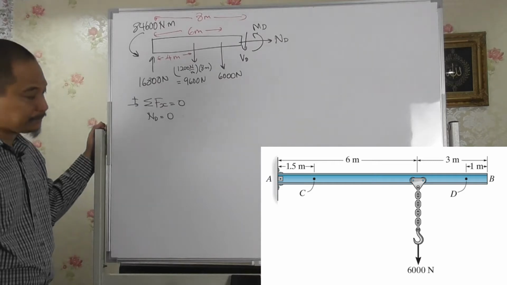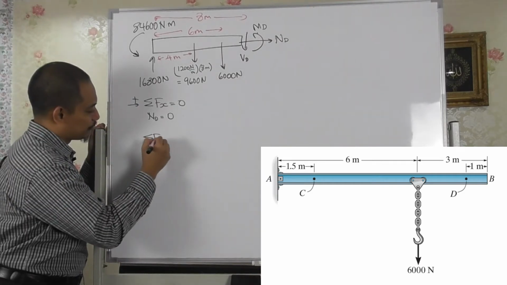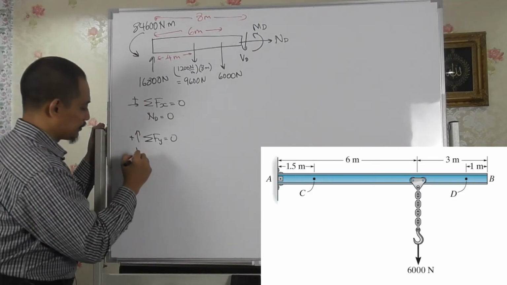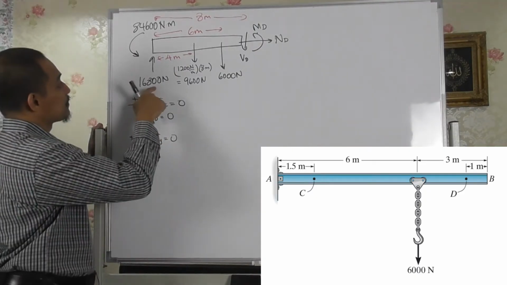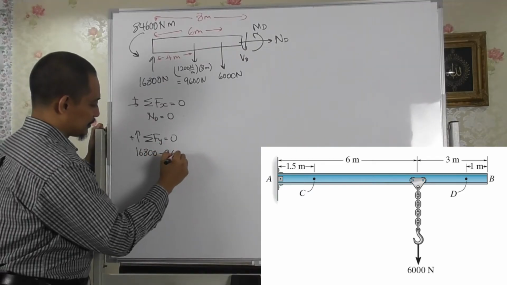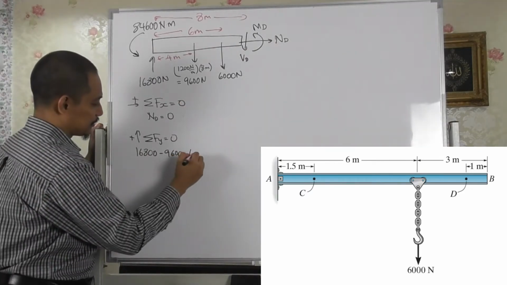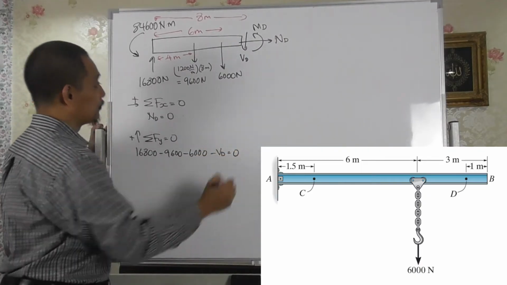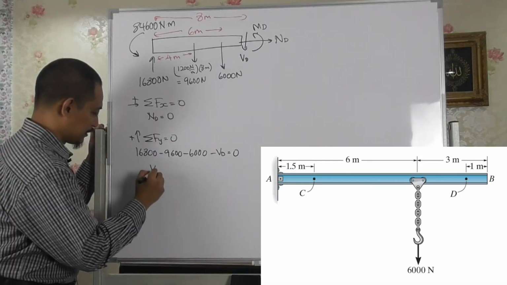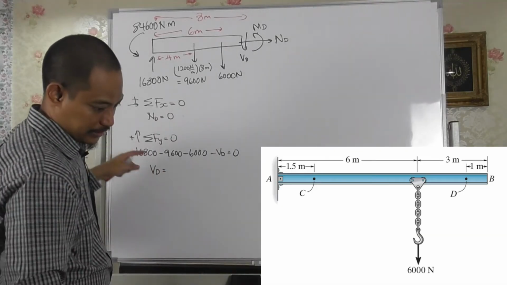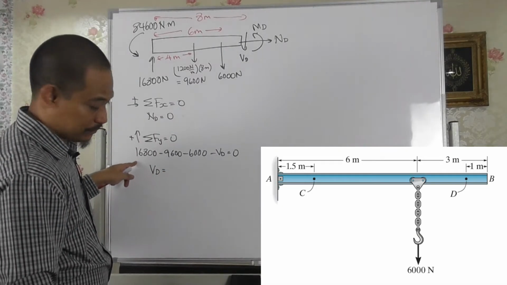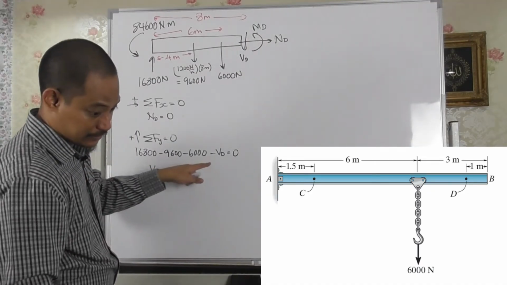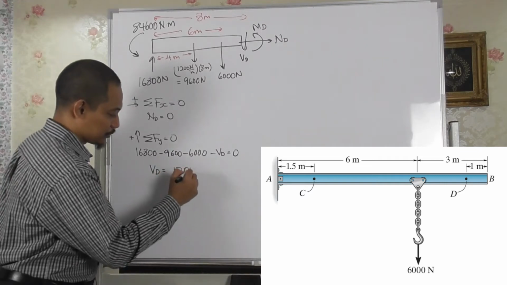That's the answer. Summation of Fy equal to 0, taking upwards as positive, so you have 16800, and then you have minus 9600, and then minus 6000, and then minus VD equal to 0. So in this case, just to double check, 16800 minus 9600 minus 6000 minus VD, so VD becomes 1200 Newton.